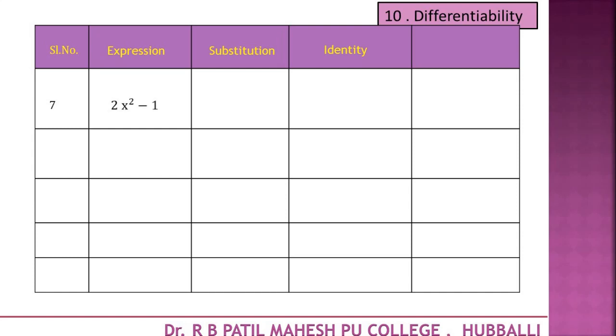So next is 2x square minus 1. If you have this expression, then x is taken as cos theta, so that it becomes 2 cos square theta minus 1. Then this we can write as cos 2 theta, because this expression is nothing but cos 2 theta. In first PUC you proved this. Next is 1 minus 2x square. For this expression, x is taken as sin theta, then it gives 1 minus 2 sin square theta, and the identity is nothing but cos 2 theta only.